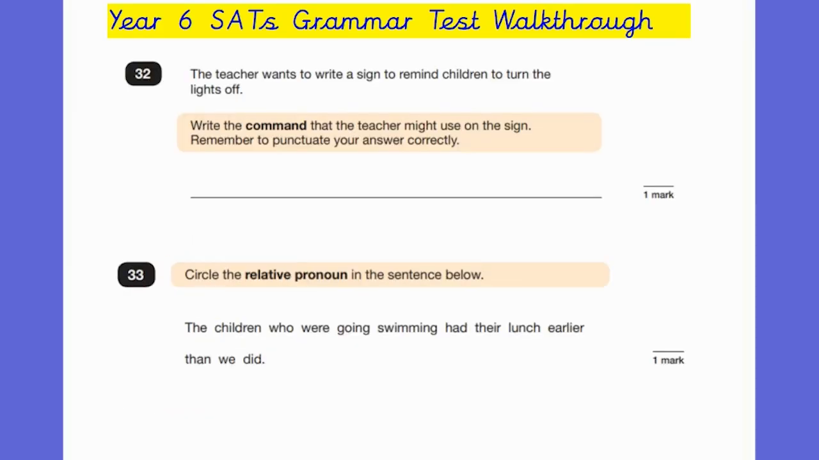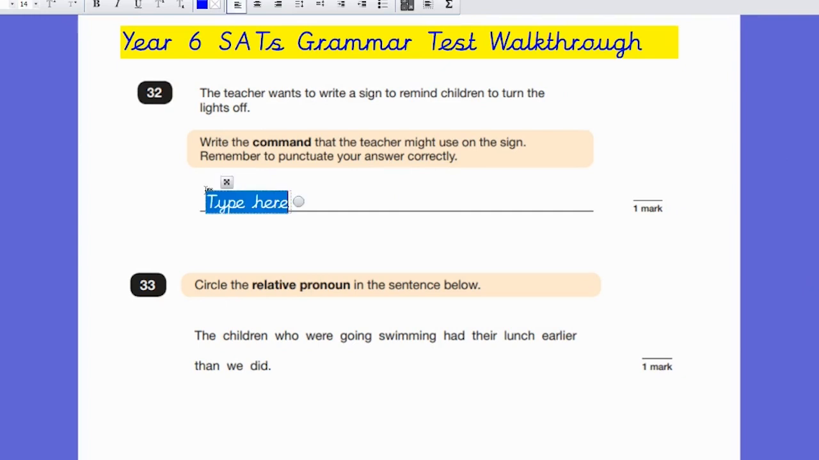Number 32. The teacher wants to write a sign to remind children to turn the lights off. Write the command that the teacher might use on the sign. So we need to remember that when we're writing commands, the imperative verb must always come first. So we can give examples like turn the lights off. That could be an option. Or you could also say switch off the lights. But we again need to make sure that it's punctuated correctly. It should have a capital letter and it should have a full stop.